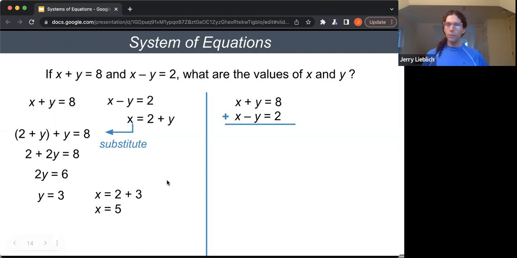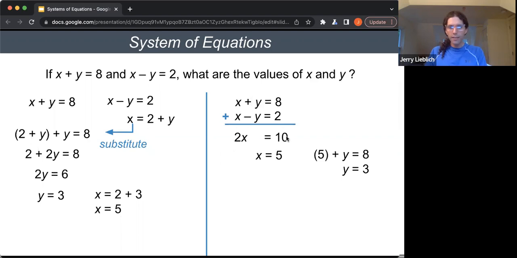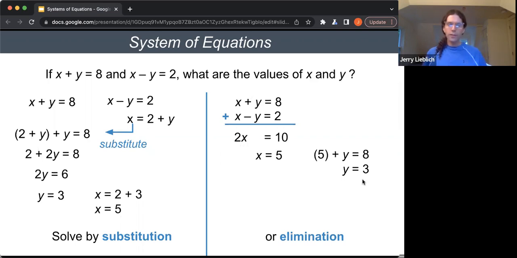Or we use elimination. And in this case, again, we don't have to change anything. We could eliminate either variable going in. Easiest to eliminate y since we already have positive y and negative y. So we just add these two together. Divide by 2, get x is 5. Plug that into either one of these and solve for y. Any questions or thoughts about this so far?